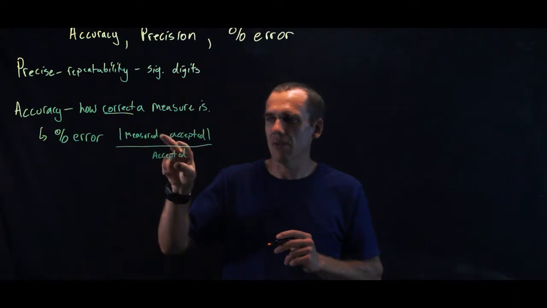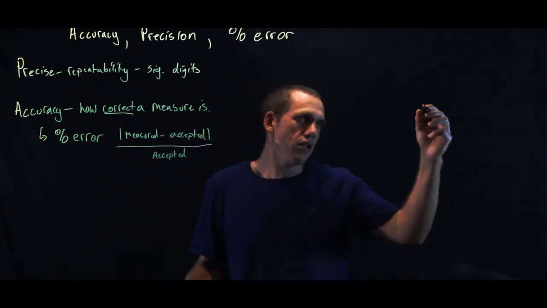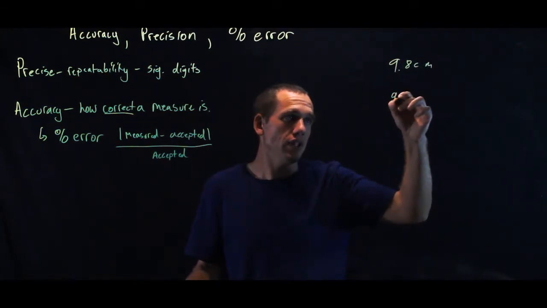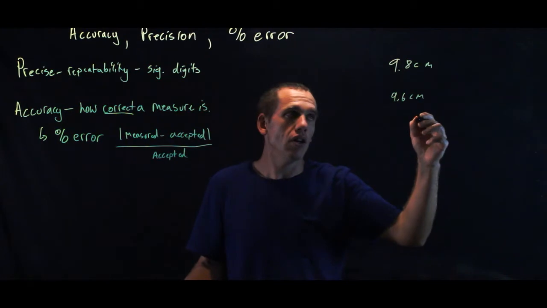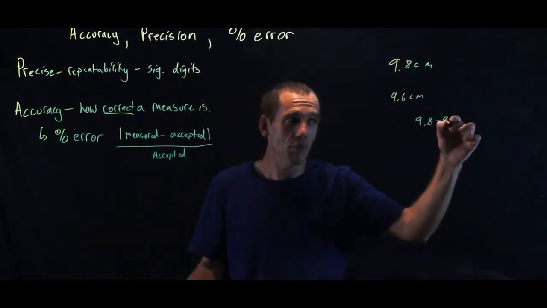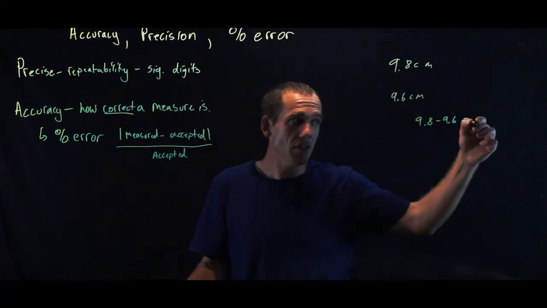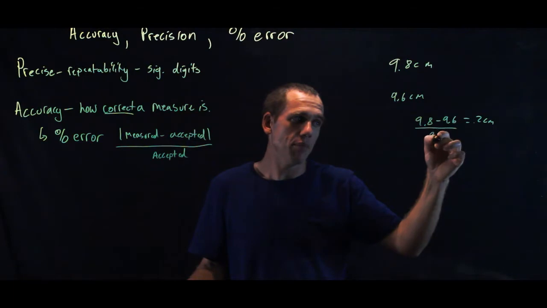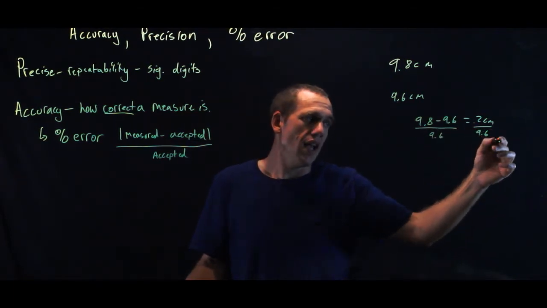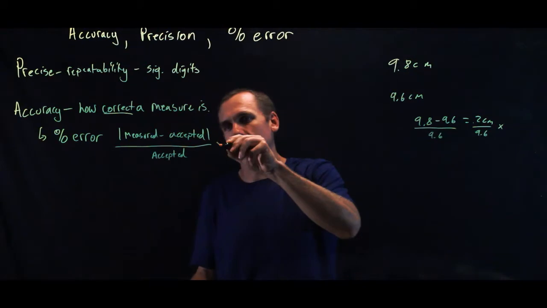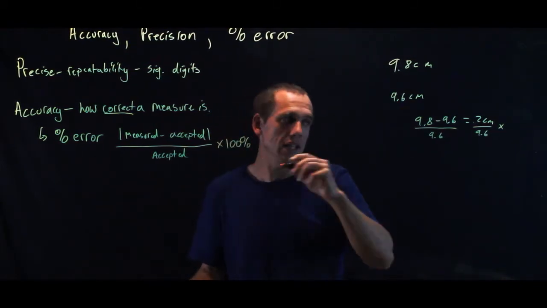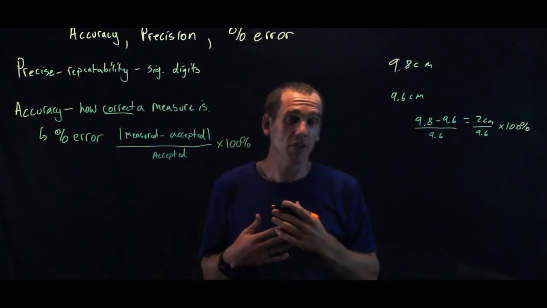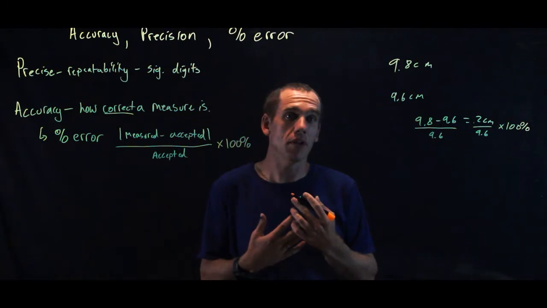You'll notice this is just telling me how far apart two measurements are. So if we measured something to be 9.8 centimeters, but the accepted value of it is 9.6 centimeters, then we would take our 9.8 minus 9.6, and that gets us our difference of 0.2 centimeters, and we would then divide that by our accepted value of 9.6, divide by 9.6, and then multiply it by 100, so I should put that over here, times 100% to make it a percent. Now, a small percent error means that our measurement's very accurate. A larger percent error means that our measurement is inaccurate.